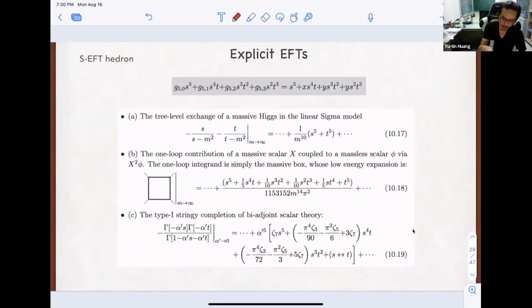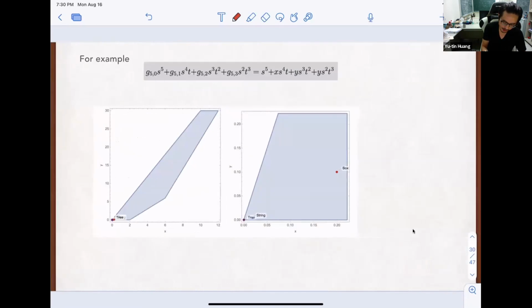So of course, now once you carve out the space for consistent EFTs, now you can look at where the usual known EFTs sit. So for example, just for the EFThedron, we can consider the linear sigma model, for example, the one loop massive box or the type one string amplitude. And if you plot out where explicitly in the region these theories sit, you often notice that they actually always sit at the corner in your EFThedron.